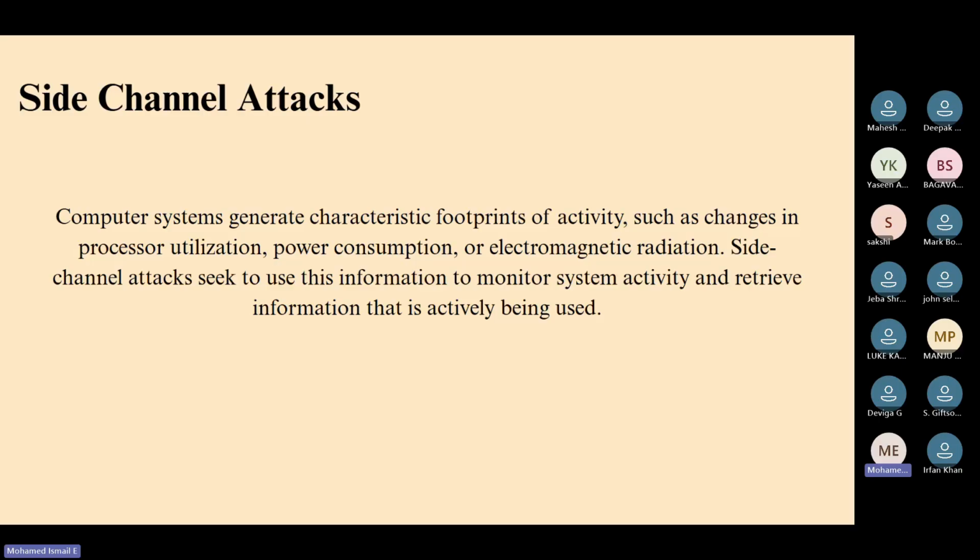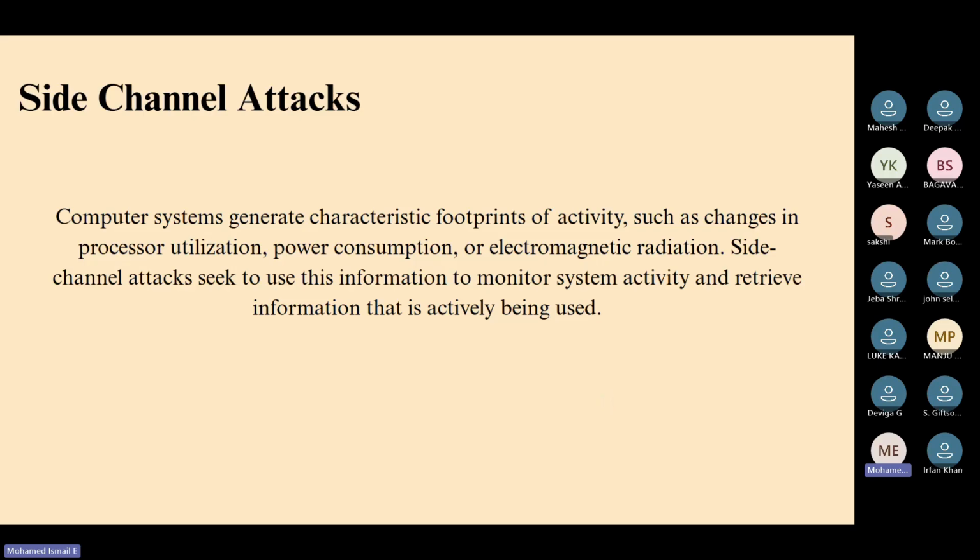Next, side channel attacks, the footprint activities such as changes in the processor utilization, power consumption, electromagnetic radiation. Side channel attacks seek to use this information, monitor system activity, and retrieve information. A very famous example is crypto mining, and they place a device next to your computer that senses your computer temperature, your computer timing, and the processor activities, and tries to figure out which algorithm your computer is using, which mechanism it uses, and tries to decrypt using those things, because you are using encrypted Wi-Fi.